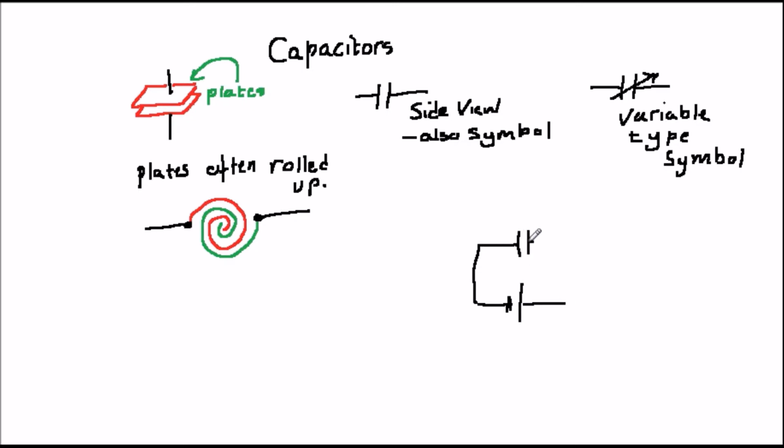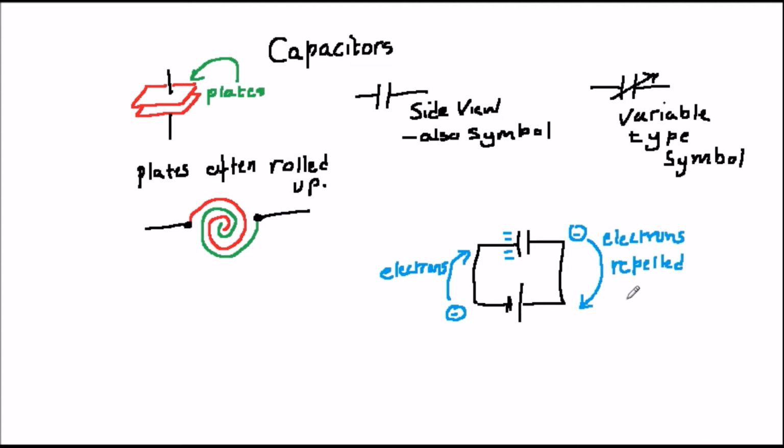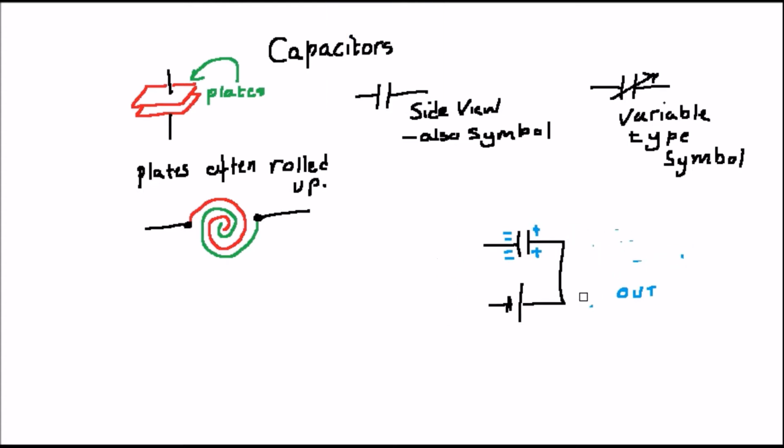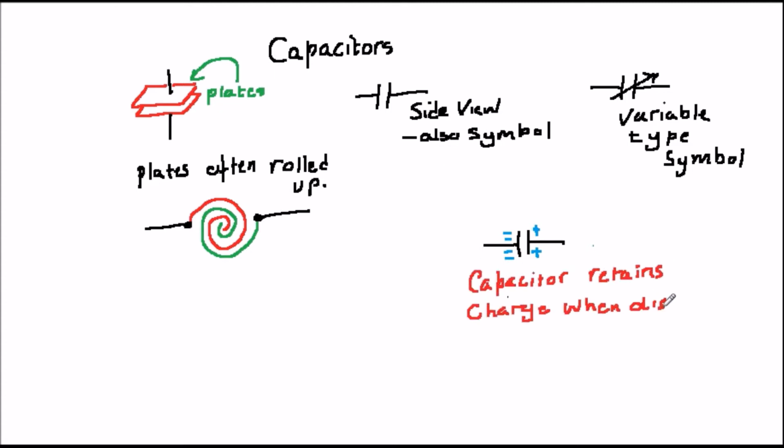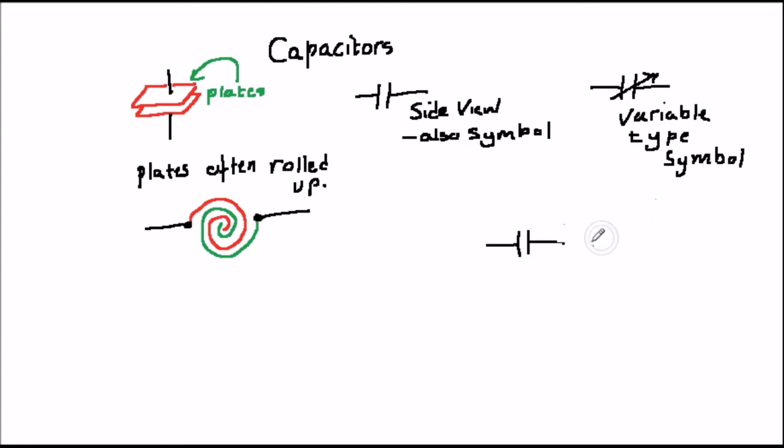So let's see what happens when we connect a capacitor to a battery. Electrons from the negative terminal flow into the attached plate, giving it a negative charge. This pushes electrons out of the opposite plate, giving it a positive charge. If we now disconnect the battery, the capacitor will retain this charge until we touch the two wires together and so discharge it. A capacitor is therefore an energy storage device.